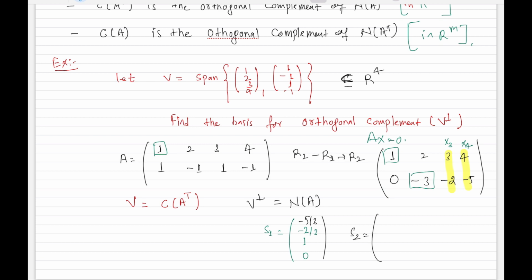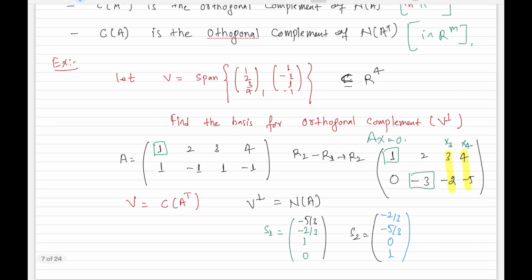Now what can we do? I had taken x3 as 1. Now we can take x4 as 1 and x3 as 0, and we can again do the back substitution to find this x2. So this is 0 now, so we will get minus 5 by 3. x2 will be minus 5 by 3, and what will be the x1? So we can do again the back substitution. So this will be 0, this will be 4, so minus 10 divided by 3 plus 4, right? So here 2 divided by 3, so overall we will get minus 2 divided by 3. So minus 2 divided by 3, right?